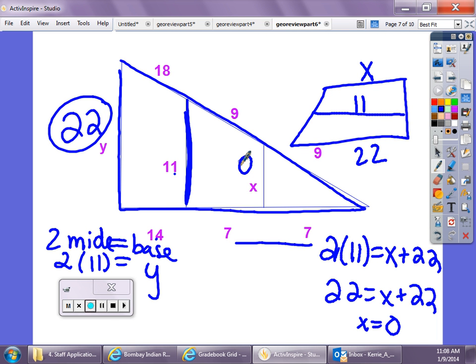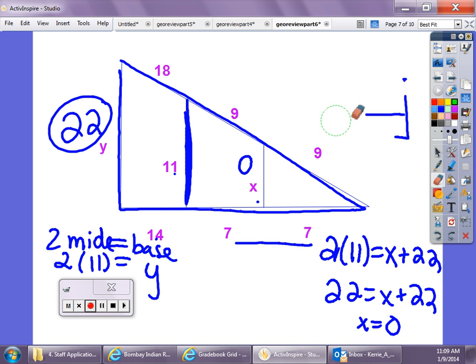Let me double check this. Did I type the numbers wrong? Are they in the wrong location? Nope. 11 is the middle, so that means y has to be 22. Yep. Okay. Although if 11's the base of this triangle, oh, sorry guys. Oh my goodness, I'm so sorry. Let me erase this. So y was 22.